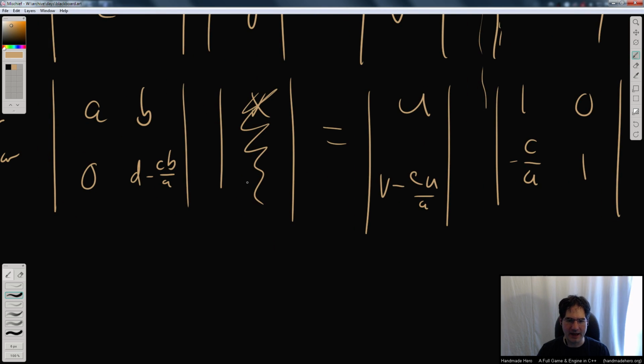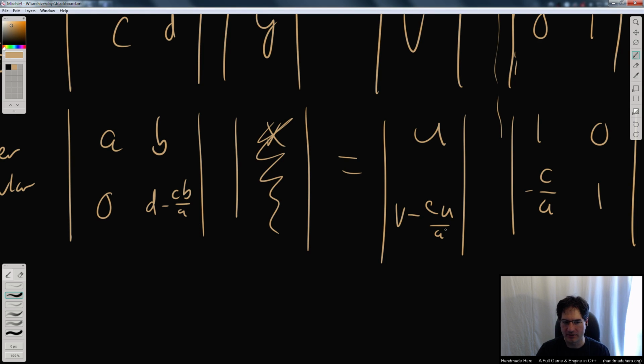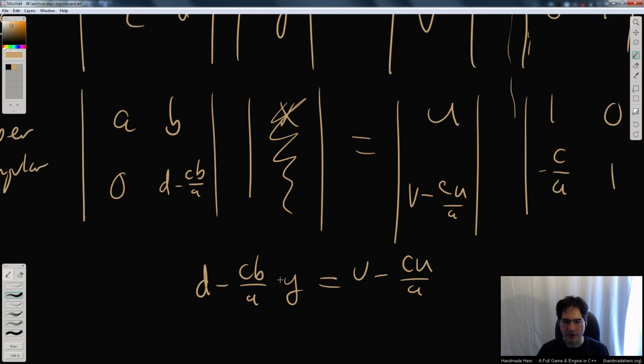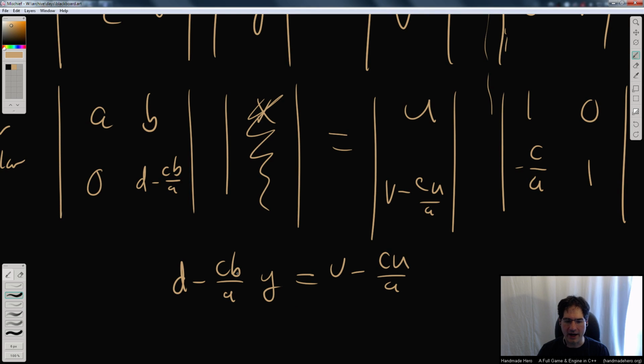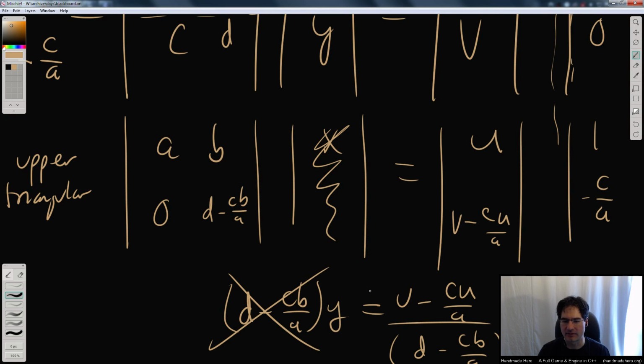So if you think about what this meant in terms of the actual equations, I actually do have one straight across equivalence that I could write. I could say D minus CB over A times y equals V minus CU over A, right? And I could solve that if I wanted to for y, by just dividing this over to the other side. I just have the D minus CB over A, and so I would just have my y equal to this term. So I now know what y actually is.